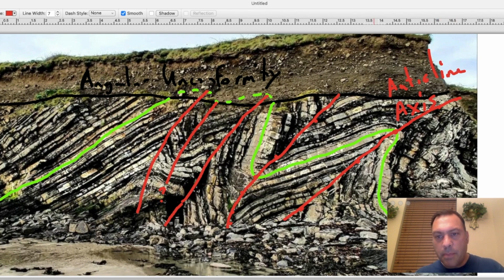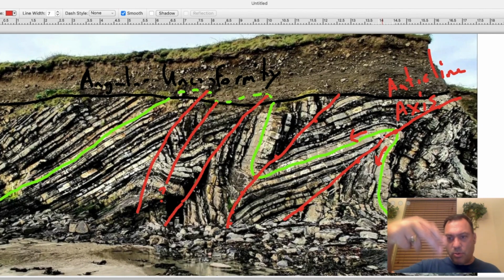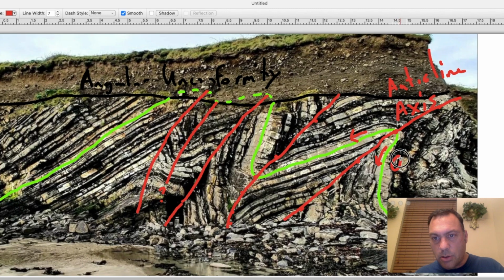Axis. But it's not a symmetrical one, right? These limbs are not equal on both sides. This one here goes off in this direction. We'll put an arrow. But this one here goes off kind of in this direction here. And they're both going the same direction. The fact that they're both going in the same direction shows that this is, in fact, not just an anticline, but it's an overturned anticline. So this is overturned.